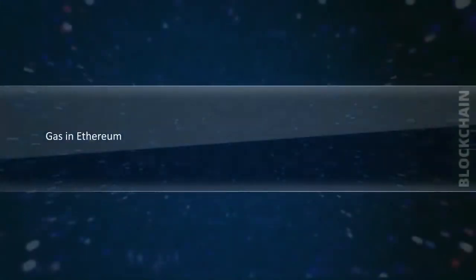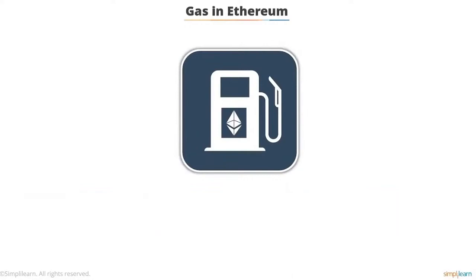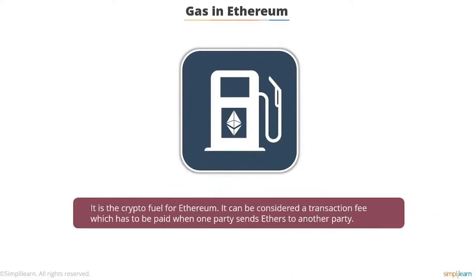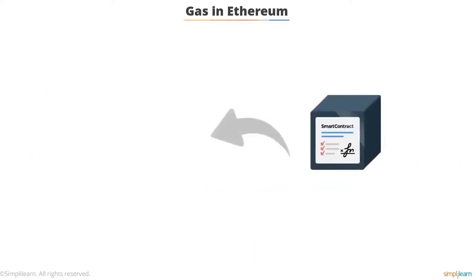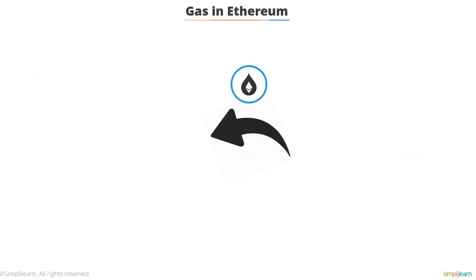Gas in Ethereum. Gas is the fundamental block of the Ethereum ecosystem that is paid for every operation performed on the Ethereum blockchain. It is the crypto fuel for Ethereum. It can be considered a transaction fee which has to be paid when one party sends ethers to another party. Even when a person deploys a smart contract on the Ethereum blockchain, a transaction fee needs to be paid for that as well. This payment has to be made regardless of whether the transaction succeeds or fails.